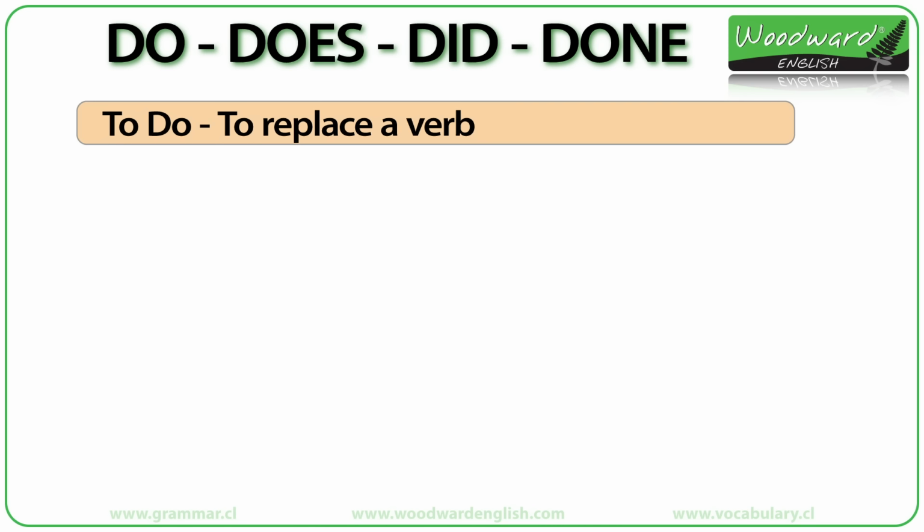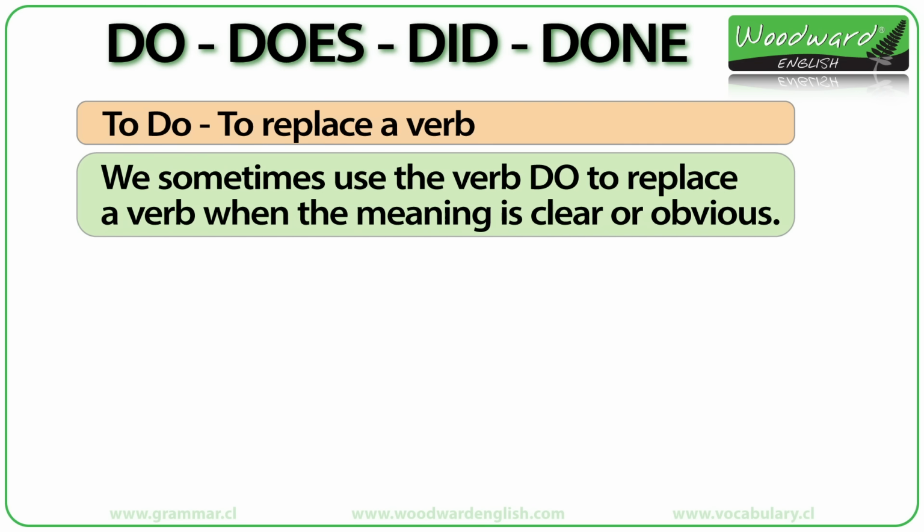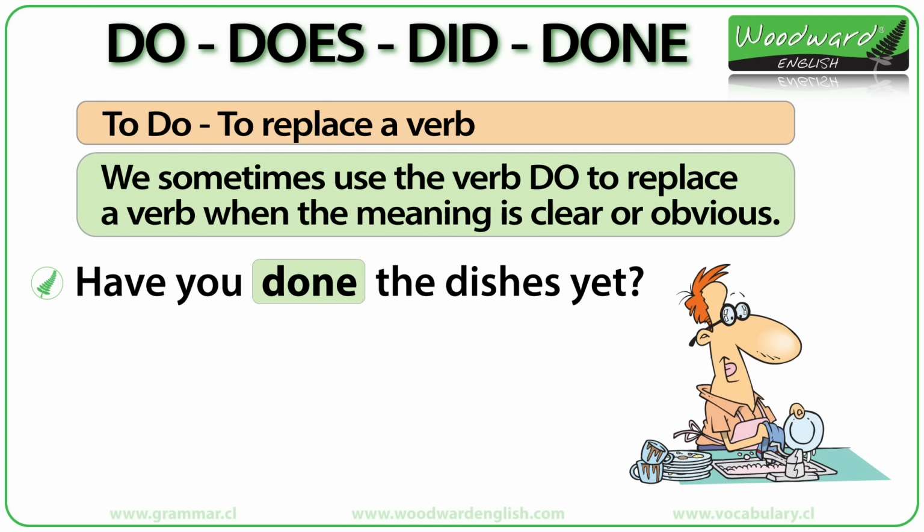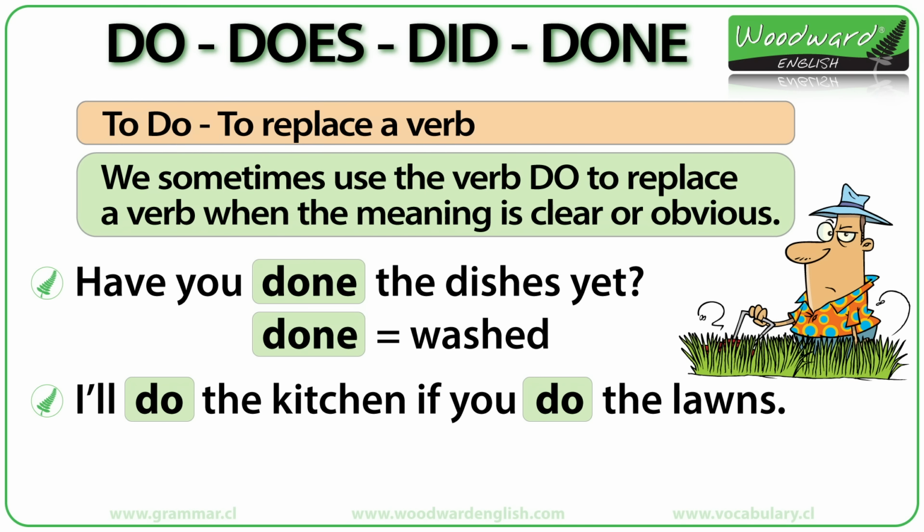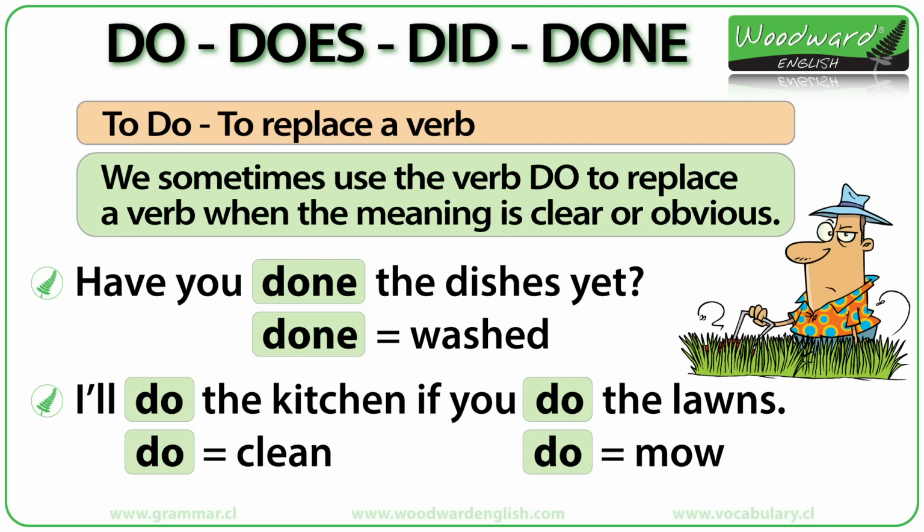The verb to do can also be used to replace a verb. We sometimes use the verb do to replace a verb when the meaning is clear or obvious. This replacement is more common in informal spoken English. Have you done the dishes yet? Here, done means washed. I'll do the kitchen if you do the lawns. The first do means clean the kitchen. The second do means mow the lawns.